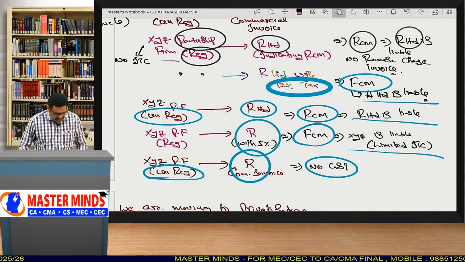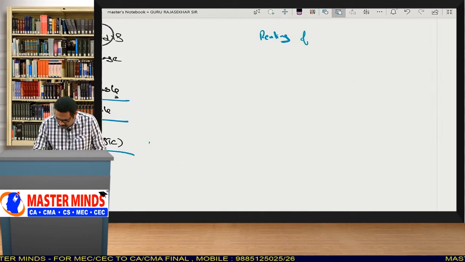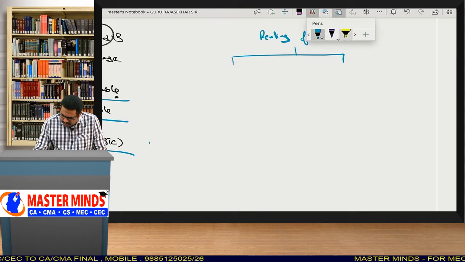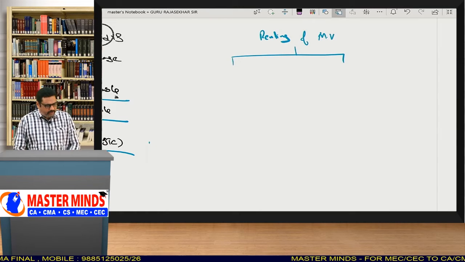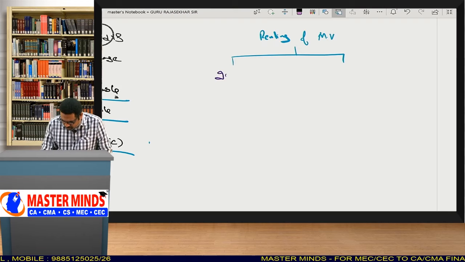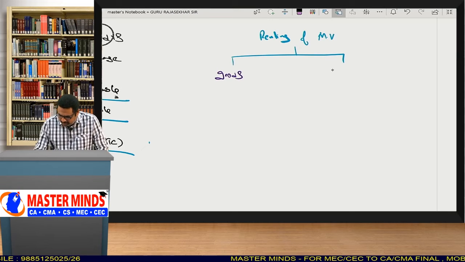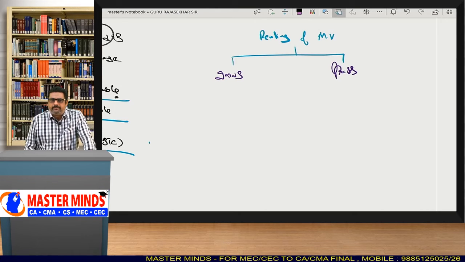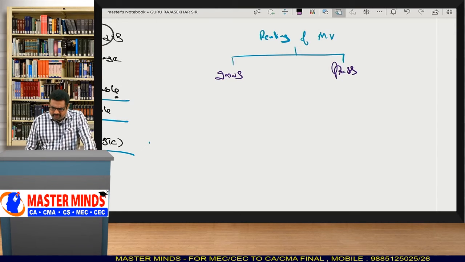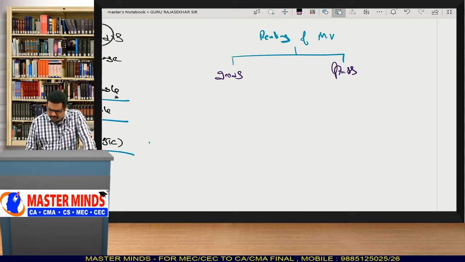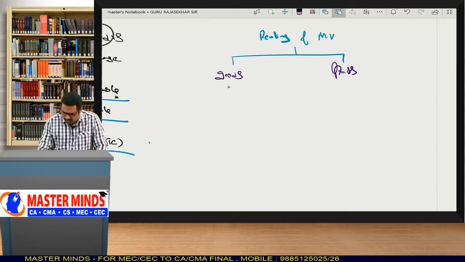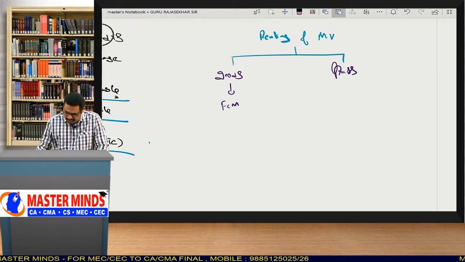So I will explain you with the help of renting of motor vehicle. In this particular renting of motor vehicle, there are two types: if at all it is for goods and if at all it is for passengers. That was it: renting of motor vehicle for goods and renting of motor vehicle for passengers. If at all this particular renting of motor vehicle is for goods, then FCM is applicable.